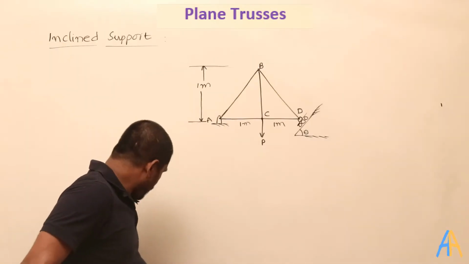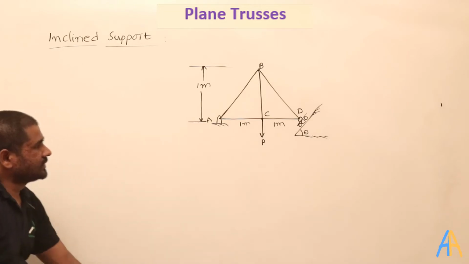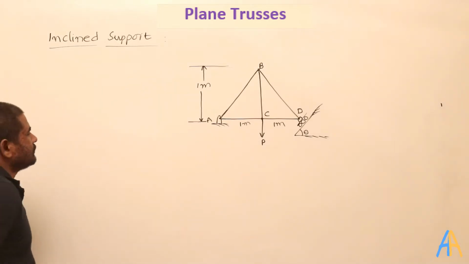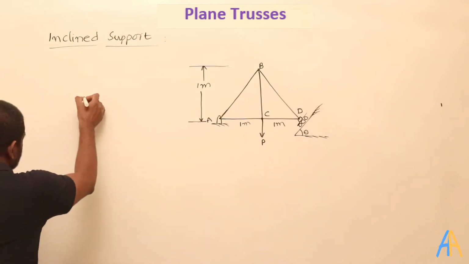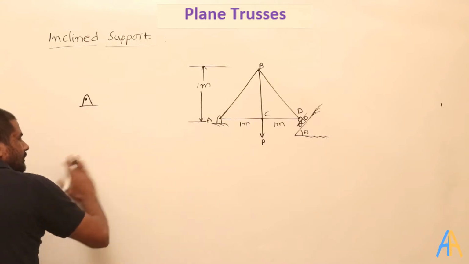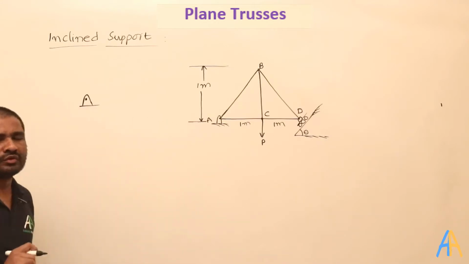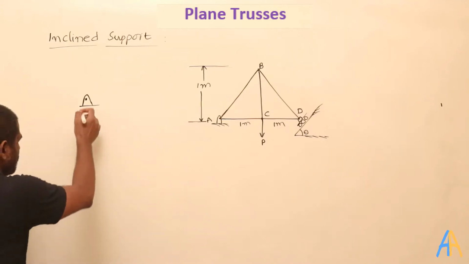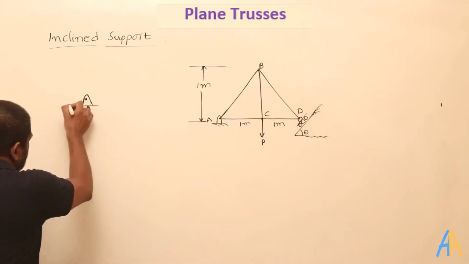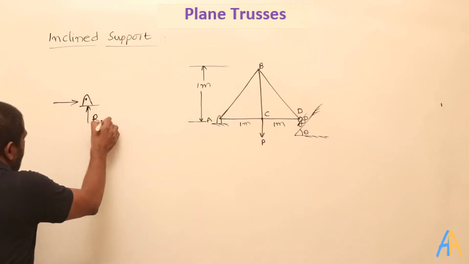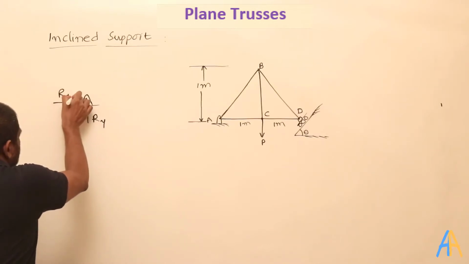So next, how will you find out the reactionary forces when one of the supports is inclined? Previously we have seen that whenever it is a revolute joint in the 2D plane, how many reactionary forces are there at that point? There is a horizontal force and a vertical force, Rx and Ry.